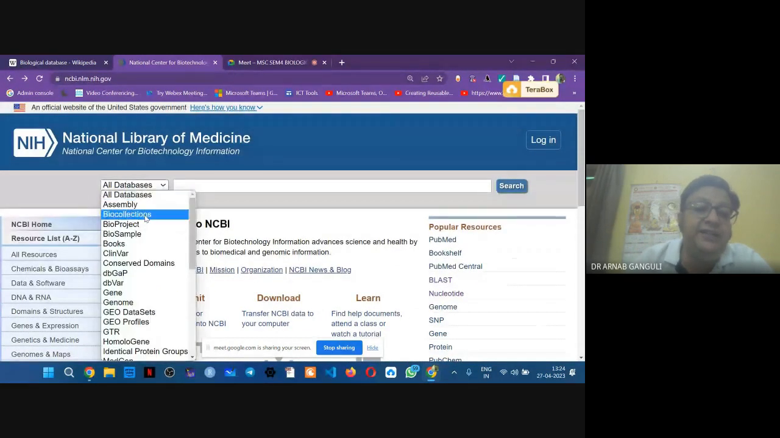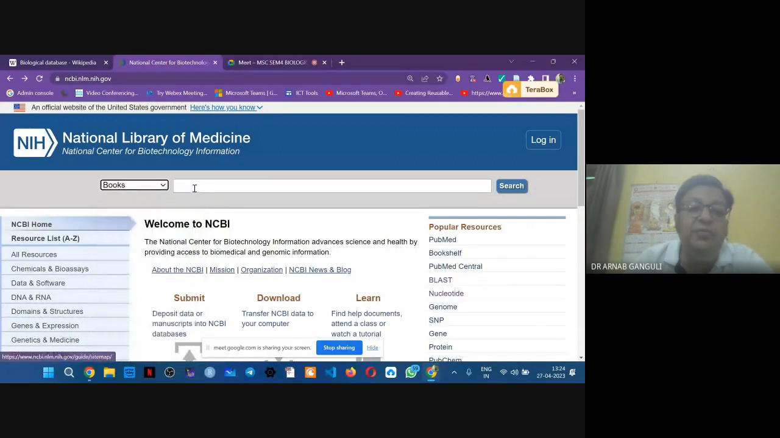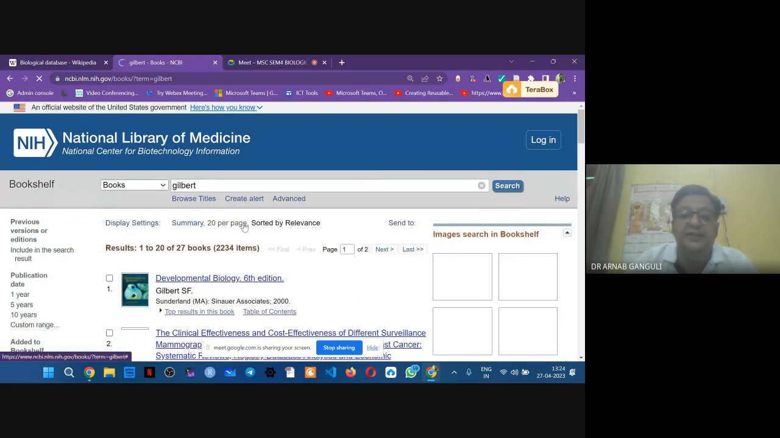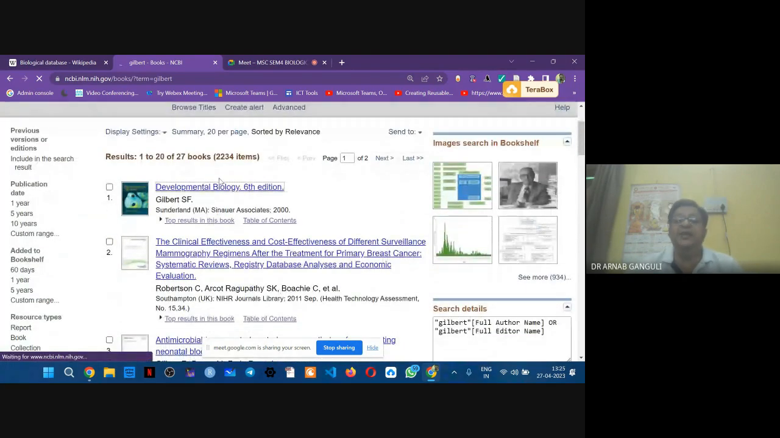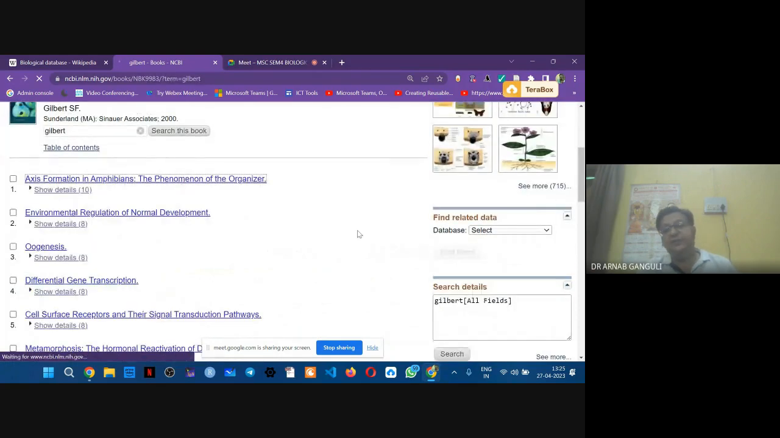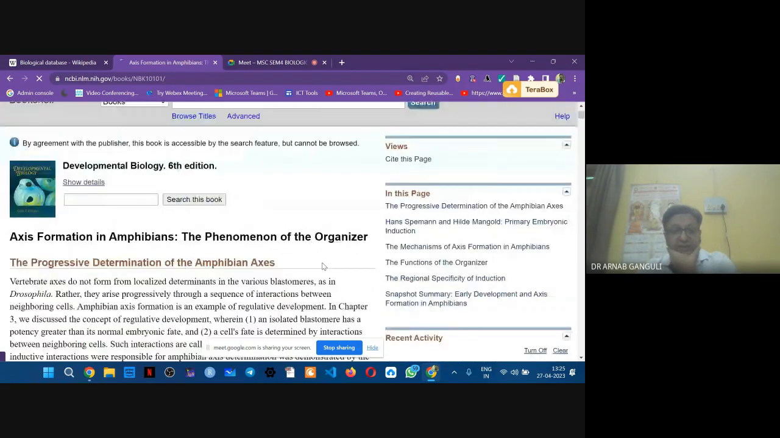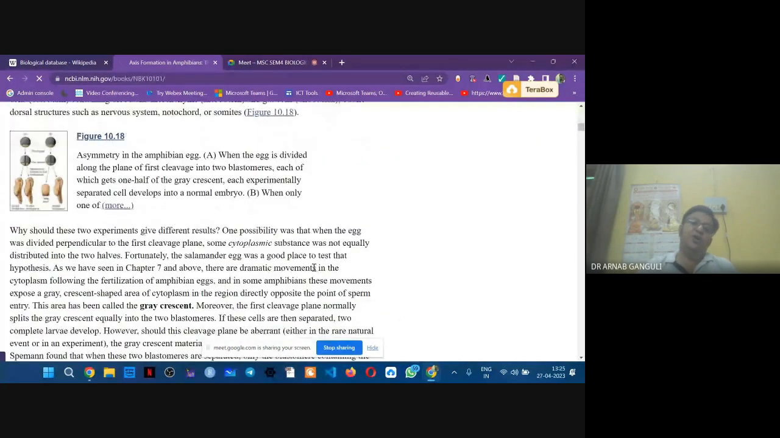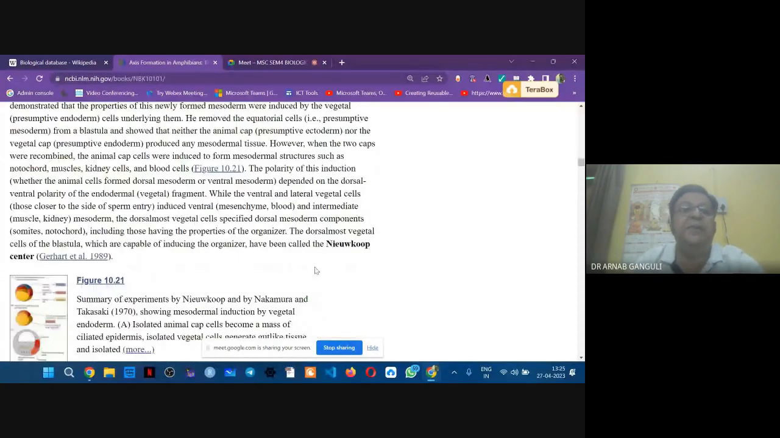Apart from that, you can find out books. Let's see, books by anybody. Give the name Gilbert, say. See, Developmental Biology, 6th edition, Gilbert. Axis formation, you have all the chapters coming. So this is a part where you can have the whole book or details on Gilbert's developmental biology book.